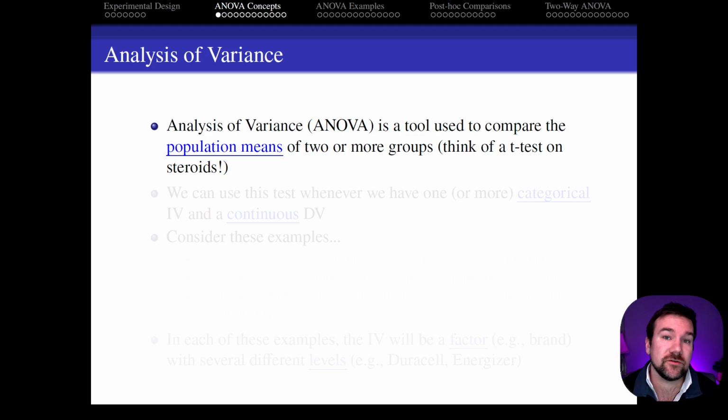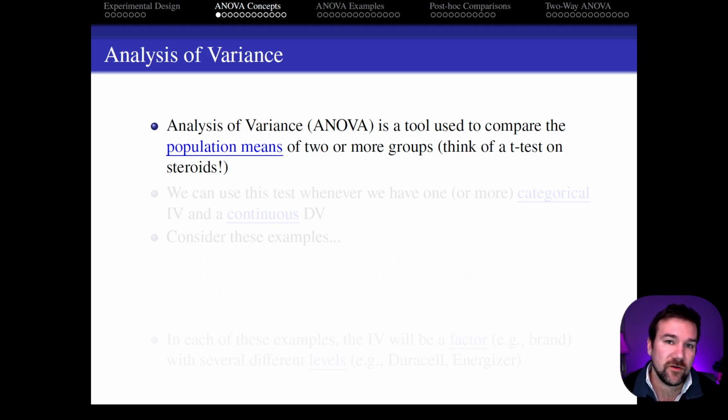Now, we briefly introduced it in the previous lecture video to discuss the experimental design and how that related to the concept of ANOVA. But ANOVA stands for Analysis of Variance and is used to compare multiple population means. Think like a t-test, but now we can handle two or more groups instead of just having two different groups to compare.